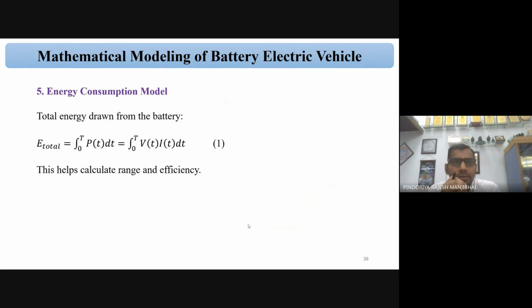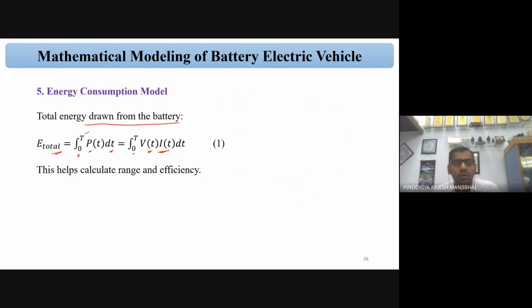So, energy consumption. Energy drawn from the battery. E total is equal to the integration from 0 to the maximum time period T of P dt, that is, power into dt. Power is nothing but the product of voltage and current. So the final equation is E total equal to the integration.